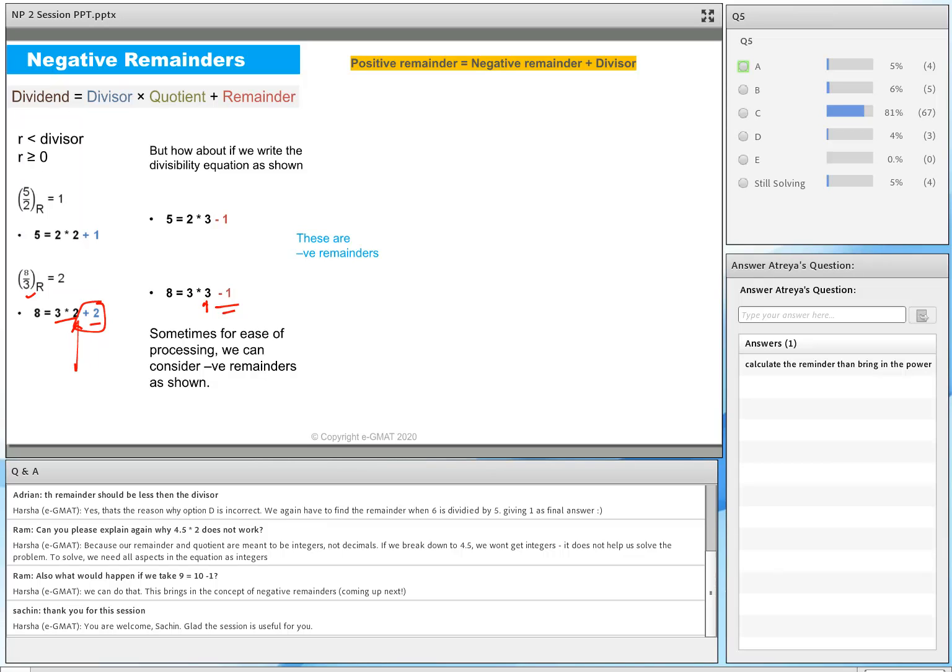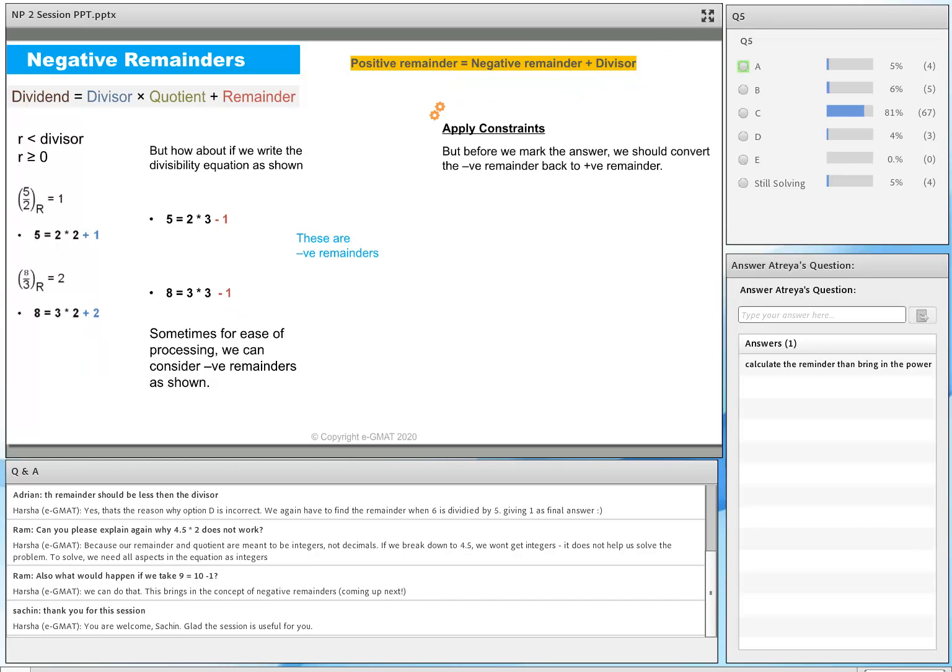Now, how do you calculate negative remainder from a positive remainder? Very, very important concept. I want all of you to write this down in your notebooks. The value of positive remainder is equal to negative remainder plus the divisor. In case you want to calculate the negative remainder, you subtract the divisor from the positive remainder. So please keep this formula in your mind: positive remainder is equal to negative remainder plus the divisor.